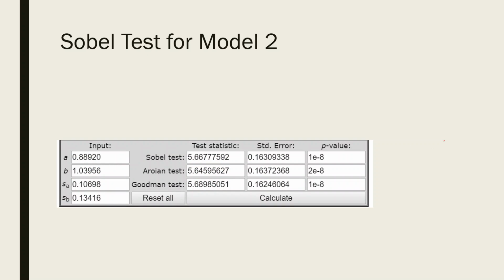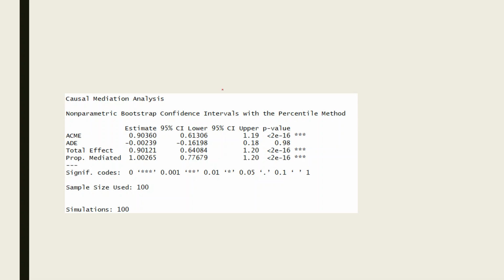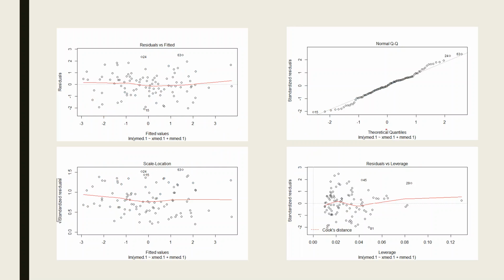And our Sobel test qualifies the fact that there is a significant mediation effect at play here. Lastly, our indirect effect is known to be significant at the 0.001 level, and our direct effect is not significantly different than 0, and that is another case for our complete mediation.